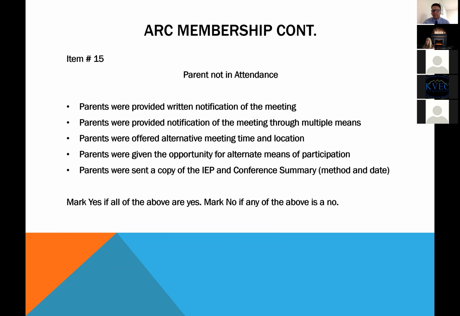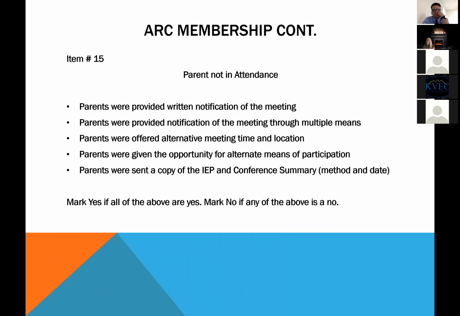Did they actually get the notice? Were they provided notification of the meeting through multiple means? We don't know that if we just had that one. And all these have to be marked yes. Parents were offered alternative meeting time and location. That's on the notice. But if you don't know if they got the notice or not, how can you say yes? You've got these things that pop in your head, and it's like, well, did they get the notice or not? If they didn't get the notice, I can't answer all these questions. Parents were given the opportunity for alternative means of participation. Again, that's right on the notice, but did the parent really get the notice?